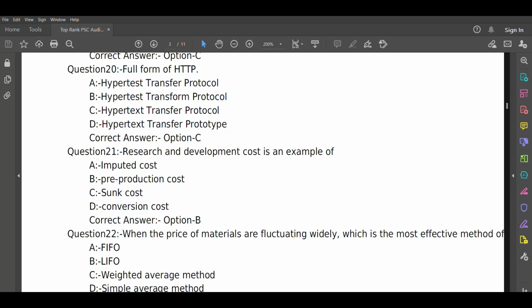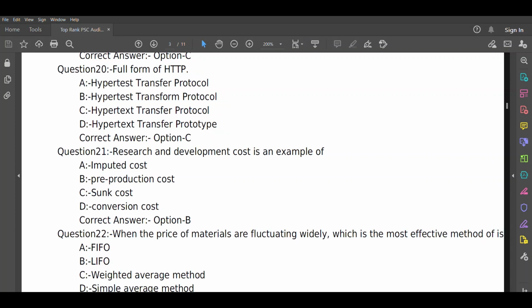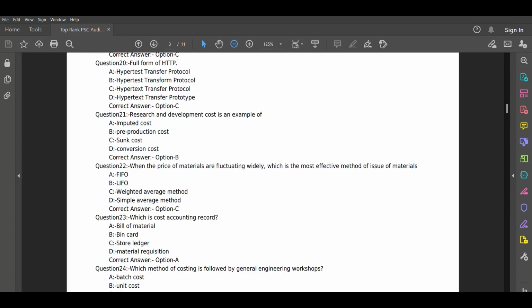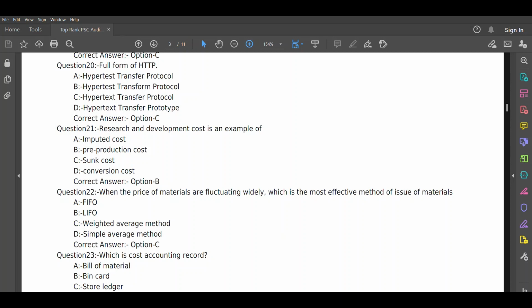Research and development cost is an example of pre-production cost. When the price of materials is fluctuating widely, which is the most effective method of issue of materials? Weighted average method.